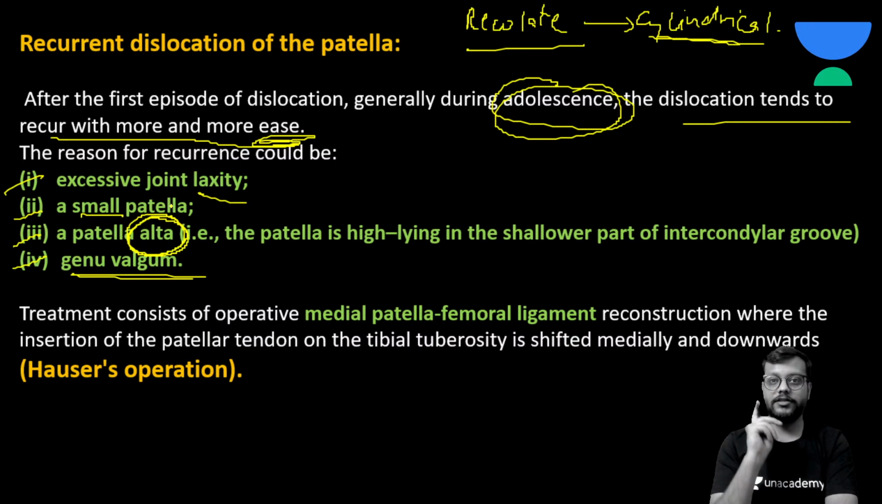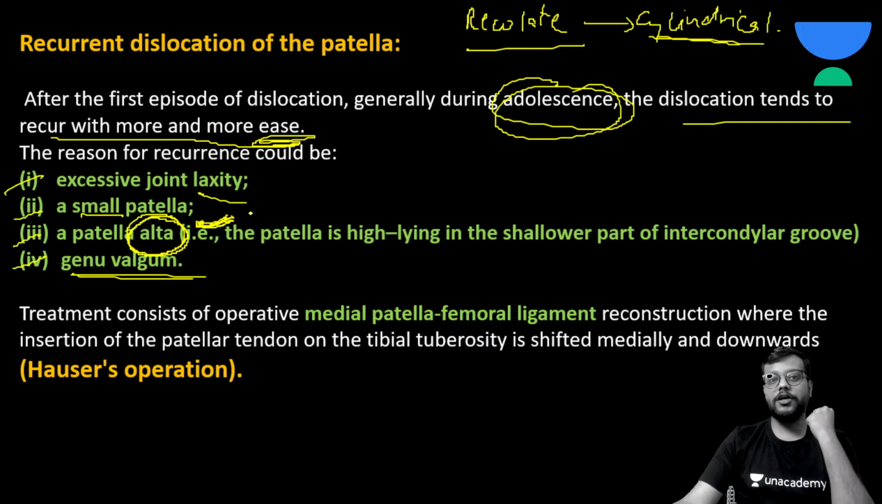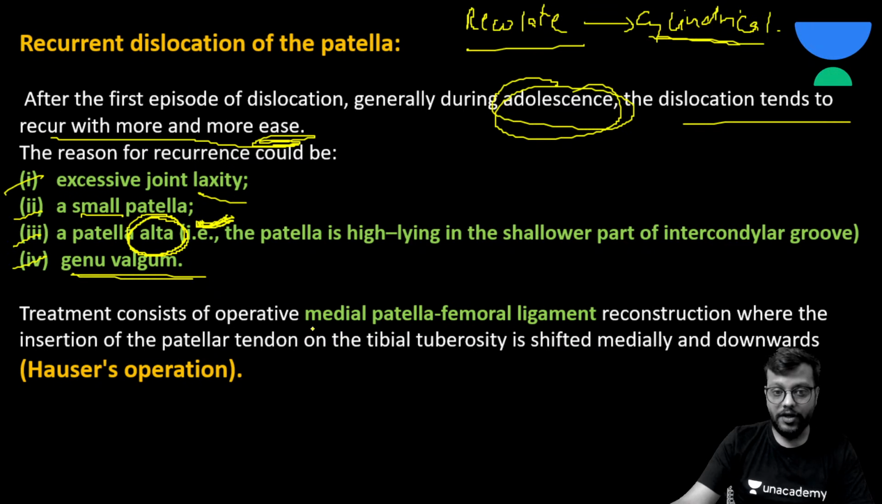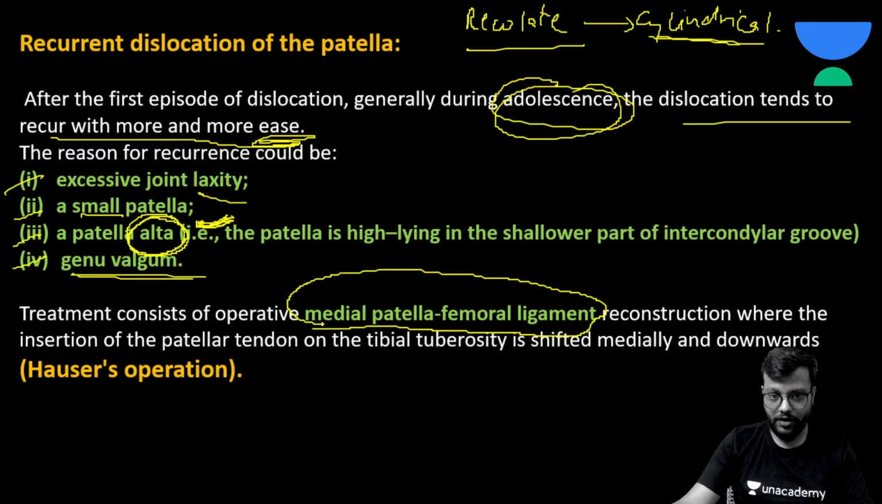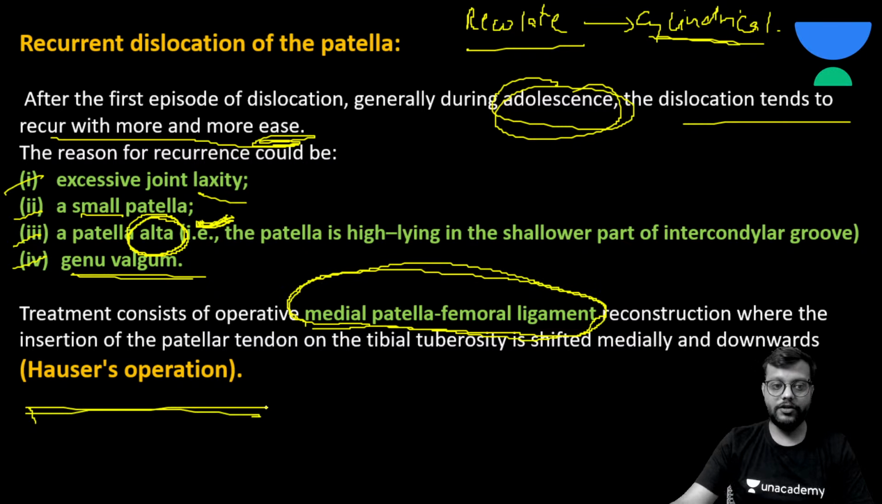ligament in the extensor mechanism of the knee, and that is the patellofemoral ligament. So this will also help you remember that patella alta will be more associated with recurrent dislocation. Okay, and which patellofemoral ligament? Medial patellofemoral ligament reconstruction is required, and this operation is called the Hauser operation.